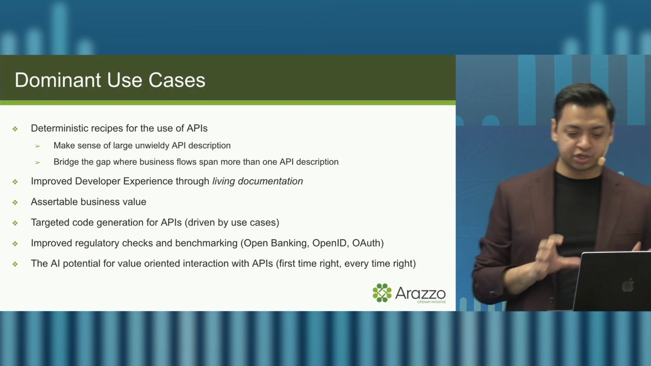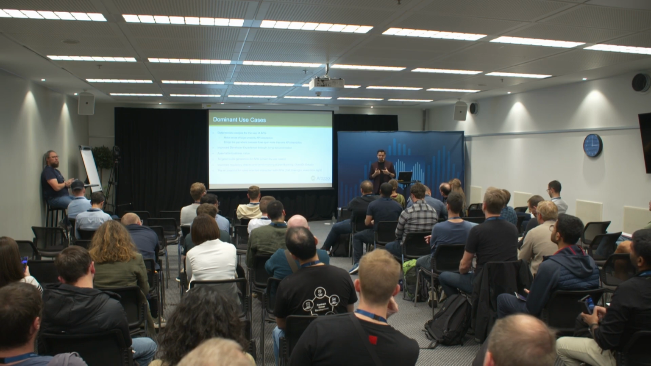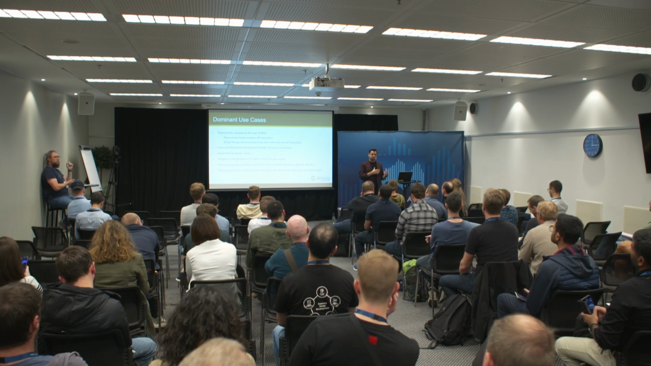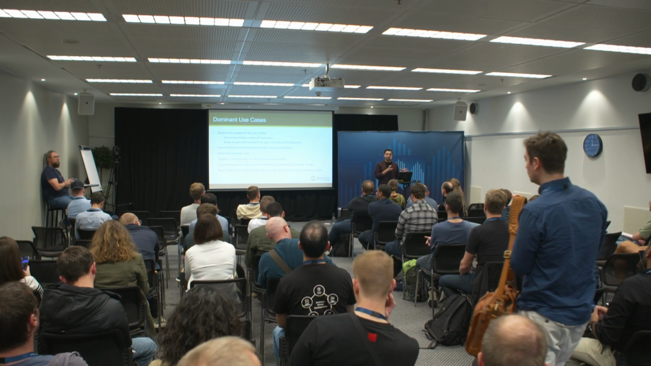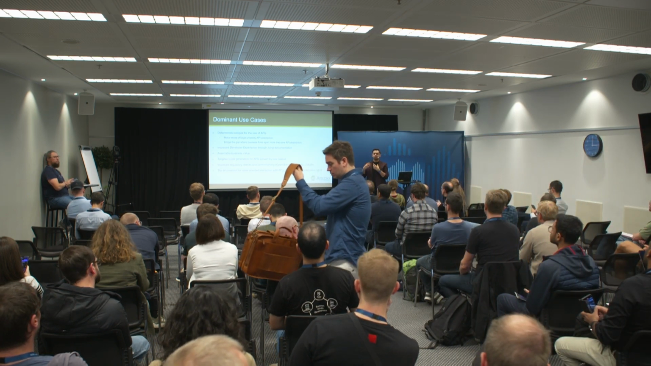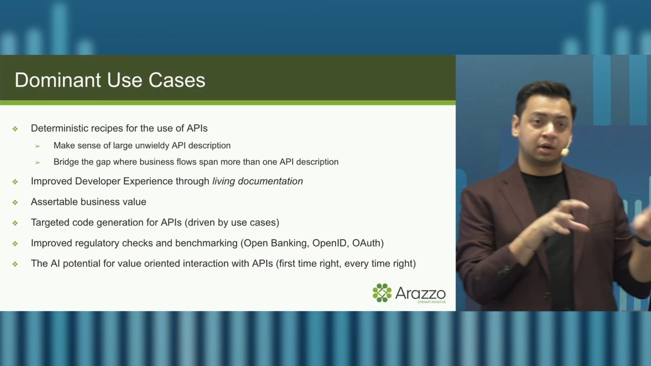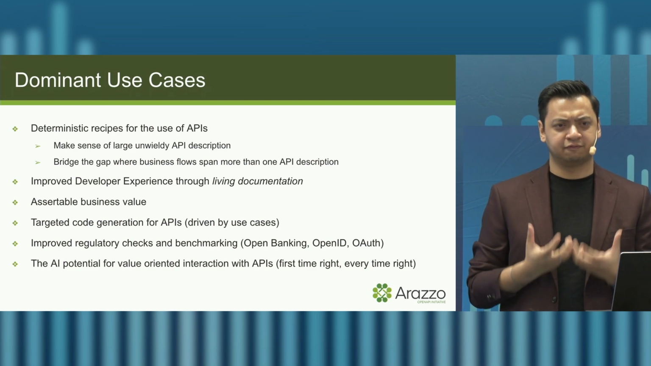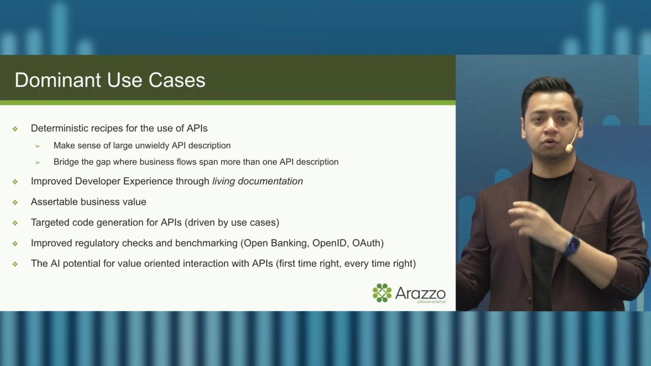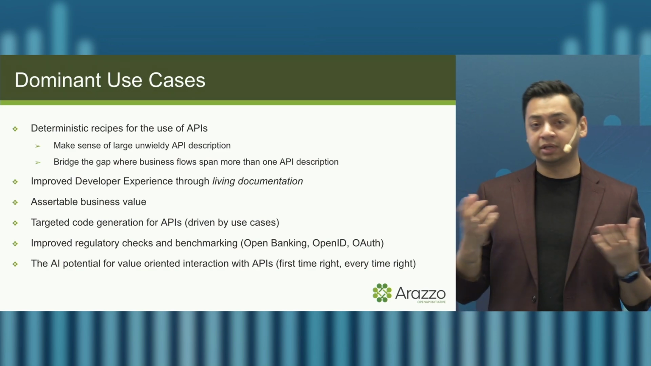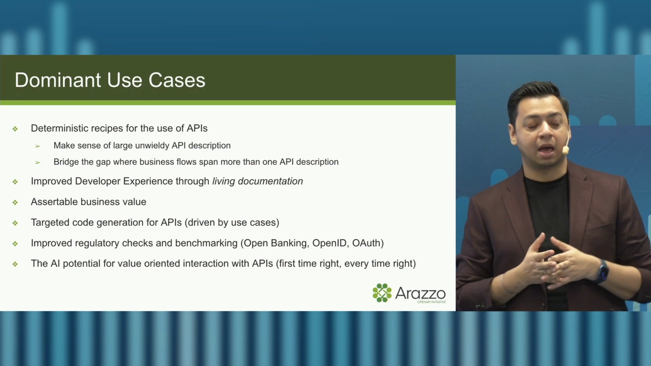Finally, improved regulatory checks and benchmarking. This is where you think about some of the specific regulation-heavy industries or compliance-heavy industries like financial services, where you've got things like open banking, which does mandate how you approach APIs being cataloged or APIs being interacted with. But with Arazzo's specification, you can actually specify or define exactly how those interactions will take place, and if something goes wrong, what kind of actions you can take to mitigate any sort of risk or to be able to stop things or prevent things from happening all over.